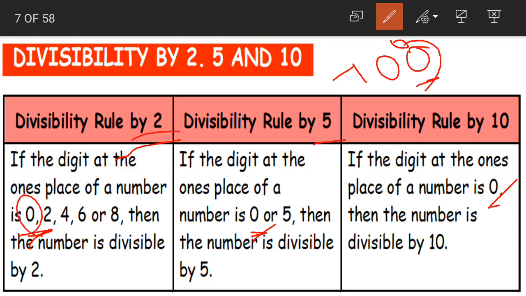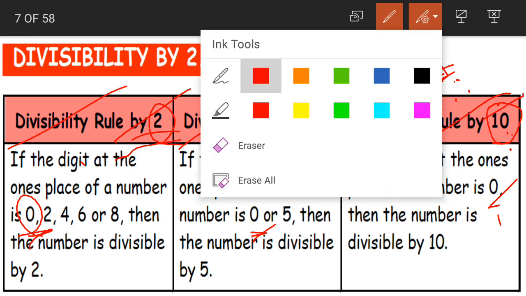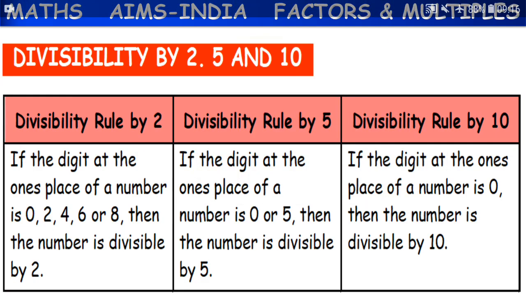For 2, we need to have 0 at the ones place. Even for 5, we need to have 0, and even for 10, we need to have 0. Now what this means is that 700 is divisible by all the three numbers, that is 2, 5 and 10. Understood, children? So the factors of 700 are all the three, 2, 5 and 10. So if a number satisfies more than one divisibility rule, it means that the number is divisible by more than one number.